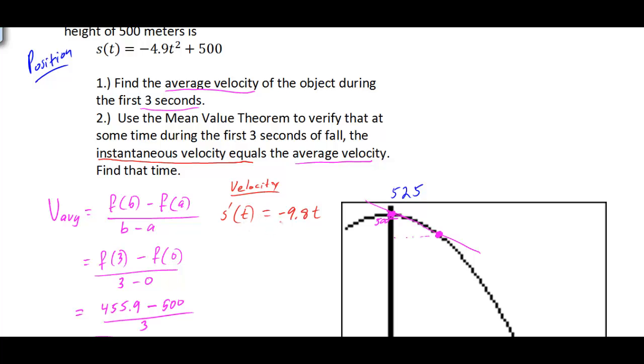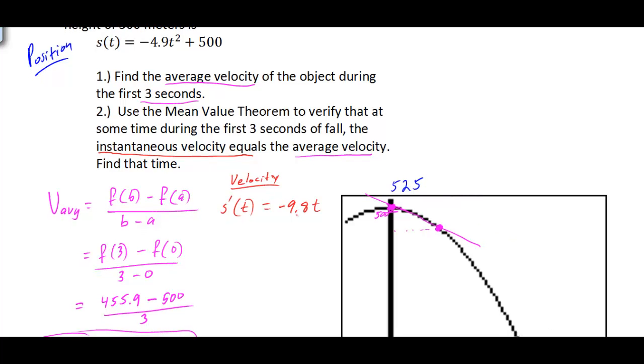And just as a side note, if we take the derivative here of the velocity, we would have the acceleration. And if we take the derivative here, we would have negative 9.8. And for those of you that have had physics, negative 9.8 is the acceleration due to gravity. So we have a constant acceleration of negative 9.8 meters per second squared, which simply means that gravity is pulling this object down. That's why it's negative 9.8 meters per second squared.